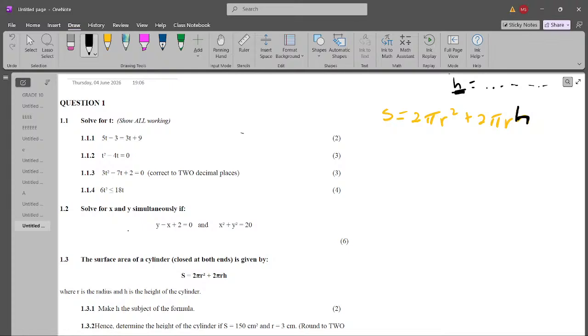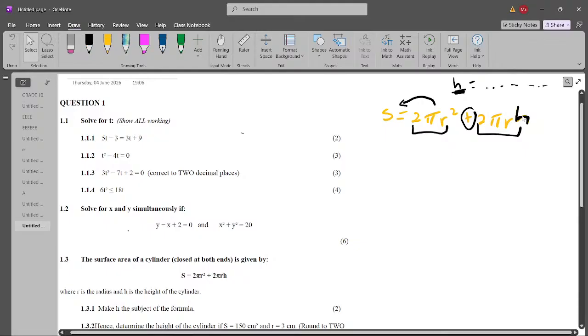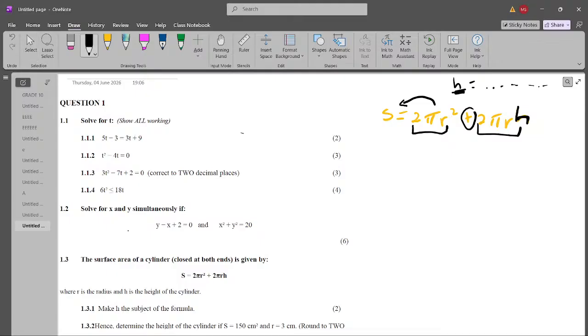You start again. We need to take this one to the other side, because this part and this part are separated by what? By the addition. And when we have this scenario, what is it that we want? Remember, we want h, and it is contained in this part of the equation. So we can take 2 pi r squared to the other side, meaning s minus 2 pi r squared is equal to 2 pi r h.